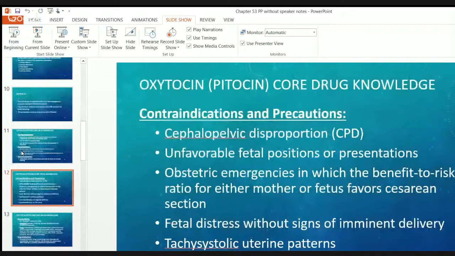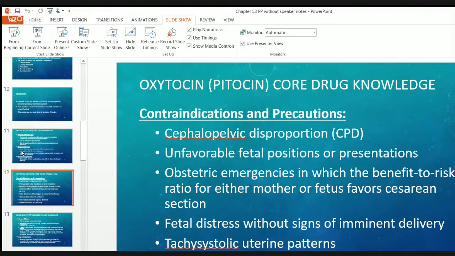Like many medications, oxytocin is not for everyone. There are some contraindications and precautions regarding this medication. One of the number one reasons we would not use it is if a C-section is indicated for the safe delivery of the baby. Oxytocin is a medication to make a woman contract. So if it's a contraindication for her to contract or to have a vaginal delivery, then it's a contraindication for oxytocin. Let's look at a couple of these.